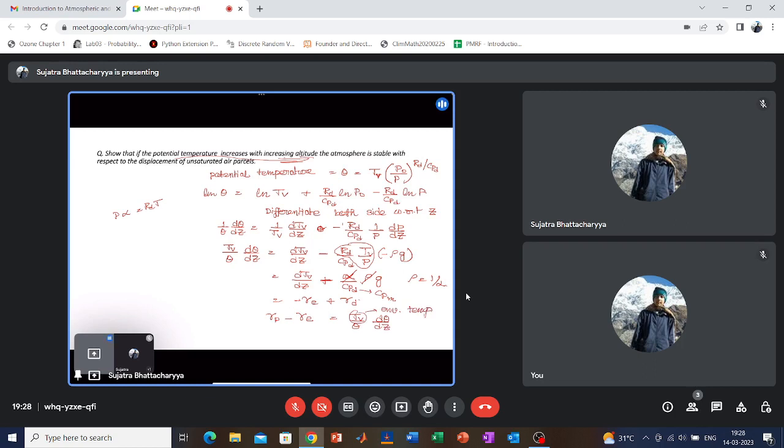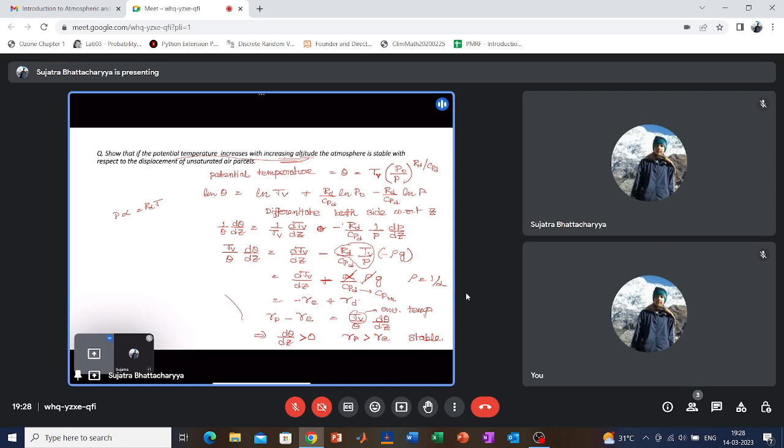Now if d theta dz is greater than 0, which is what is to be shown, then you can see that gamma P is greater than gamma E. What is this condition? Stable. This is what needed to be shown, which we have shown now.